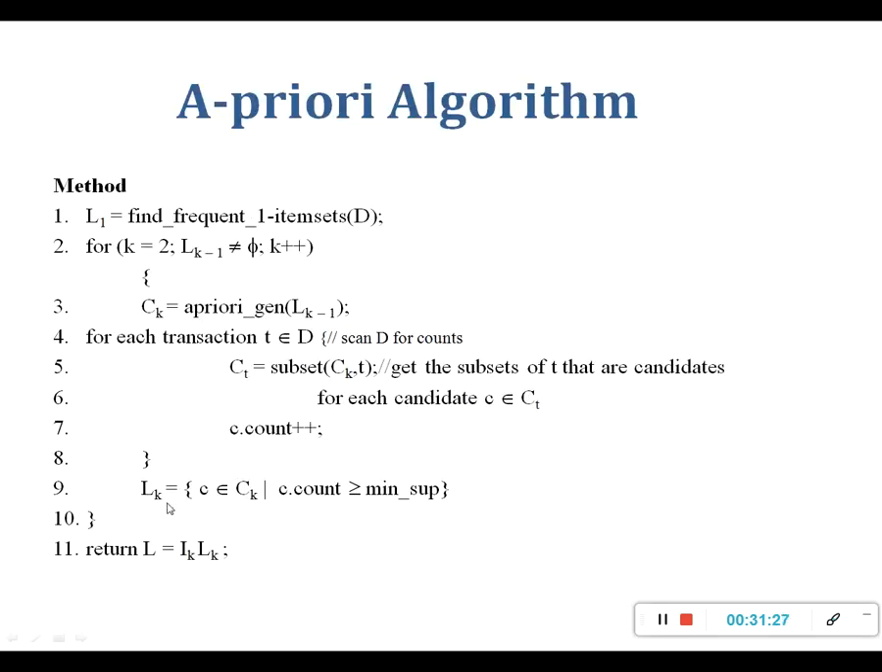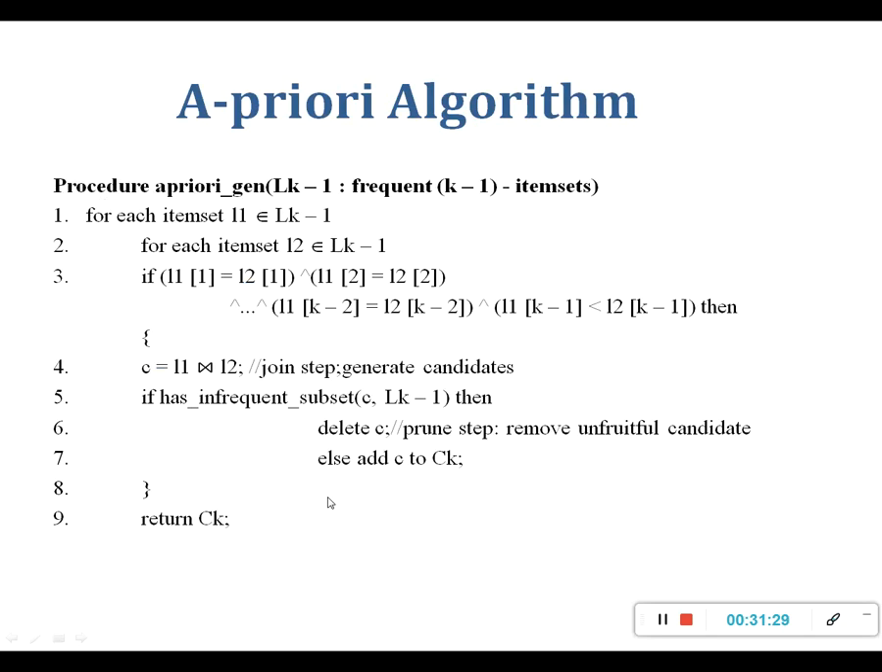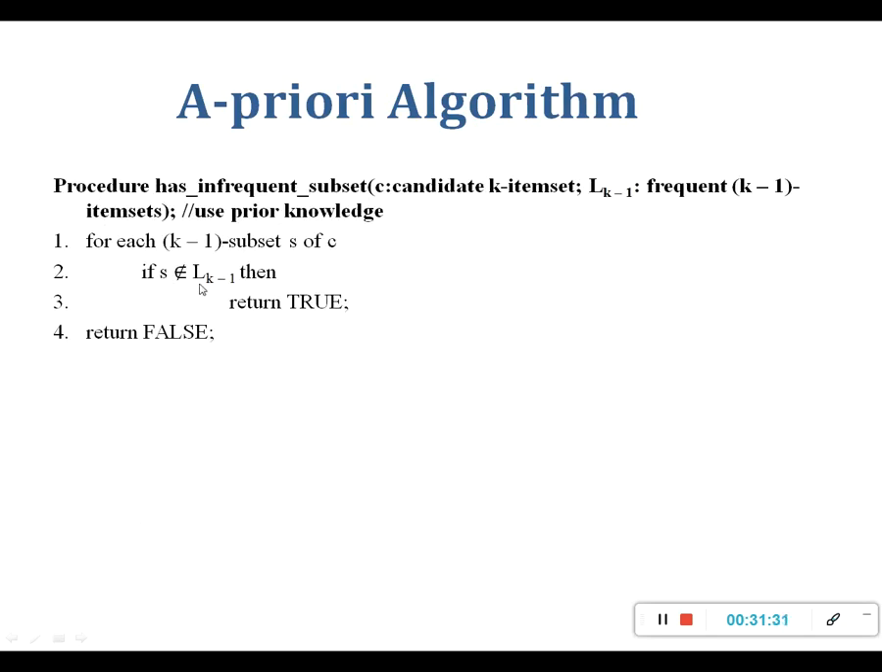In the same way, here we are checking whether they are present in Lk minus 1. Whenever I am calculating L2, I check whether the subsets are present in L1, and that's why we check Lk minus 1. If they do not belong there, then they are infrequent. If they belong there, then the condition is false, meaning they are frequent. So in this way the Apriori algorithm is designed.